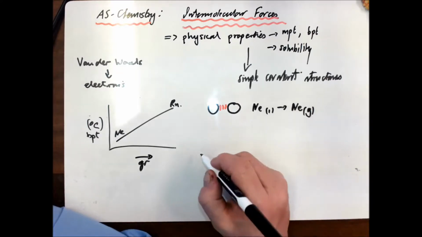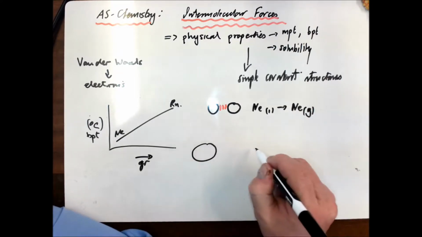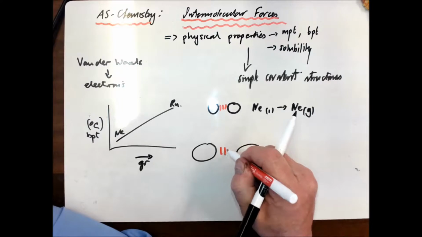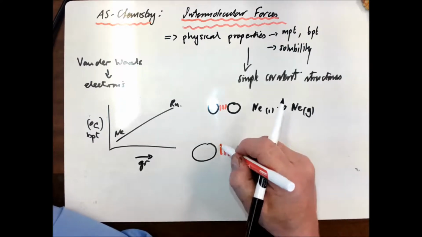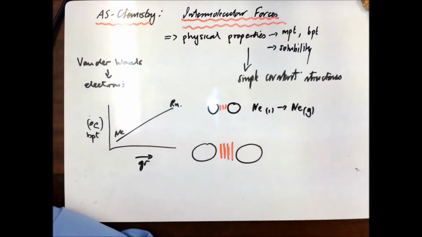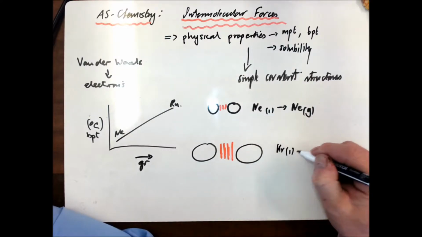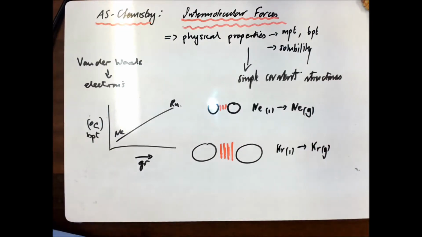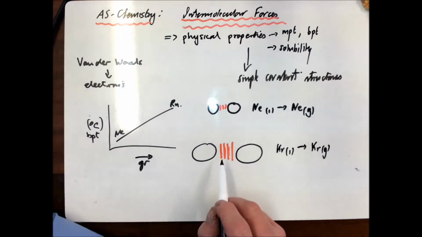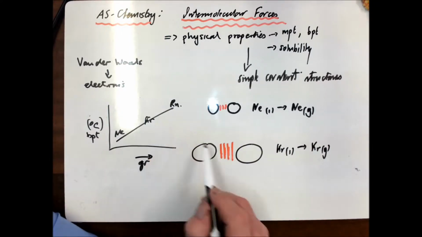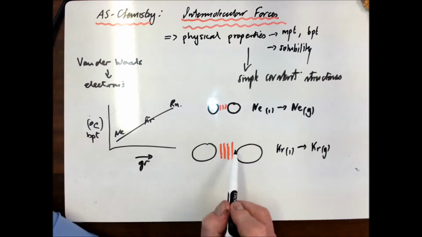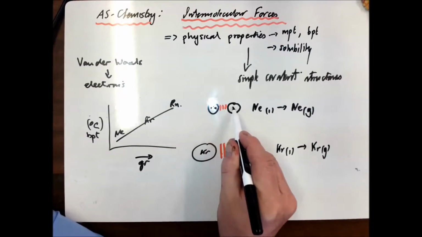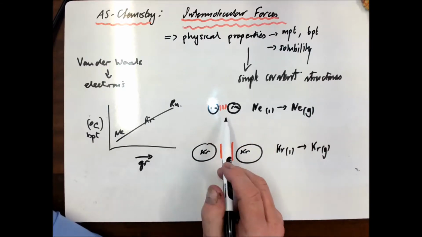If I was then to take maybe krypton, I'm drawing these a bit bigger and you'll see why in a little second. So this is krypton, and I'm doing exactly the same thing. I'm turning krypton and I'm boiling it. What I'm saying by this graph, if krypton is there, is that the energy needed to separate these molecules as a liquid, krypton, is greater than the energy needed up here to separate the neon molecules into a gas.